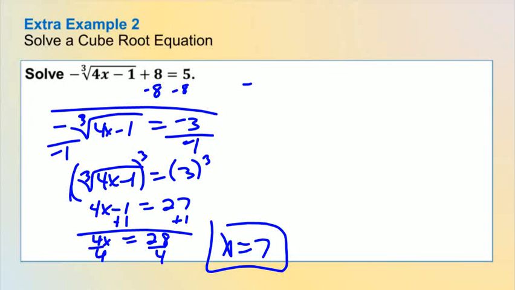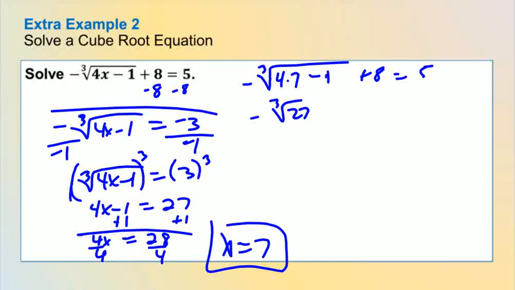Check it. So negative cube root of 4 times 7 minus 1, plus 8 equals 5. 28 minus 1 is 27. The cube root of 27 is 3. Times the negative 1 is negative 3, plus 8 gives you 5. So 5 does equal 5.